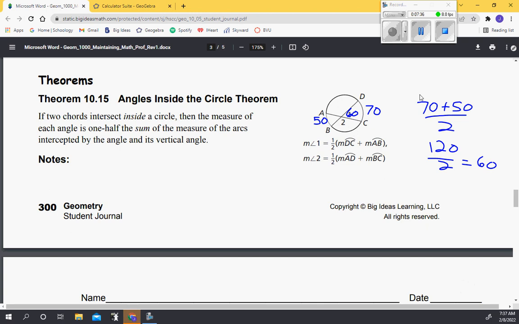The same thing goes for angle 2. This angle here creates this arc. Vertical angle here creates this arc. Add the two arcs together and divide by 2.